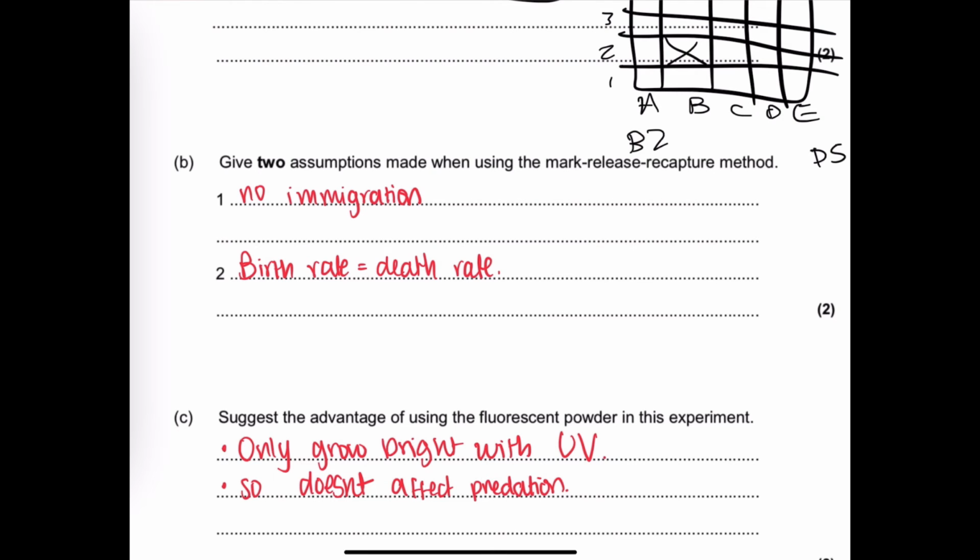B, give 2 assumptions made when using the mark, release, recapture method. There are a lot of assumptions that can be made over here, and it's always the same no matter what, so I do really recommend that you learn at least 2. I like to use no immigration and birth rate is equal to death rate since it's the easiest to remember, but the other ones that you can have is that no losses to predation, marking does not affect the survival, and in this case they all belong to one population.